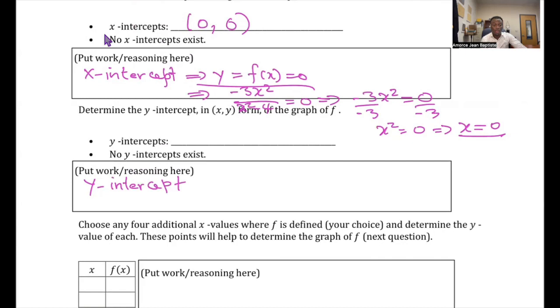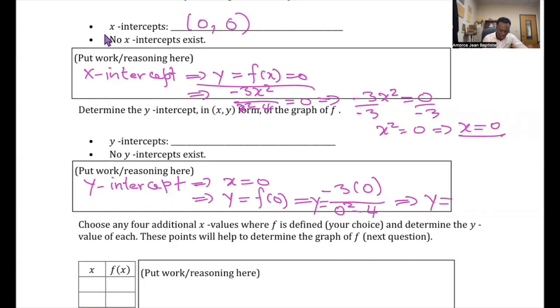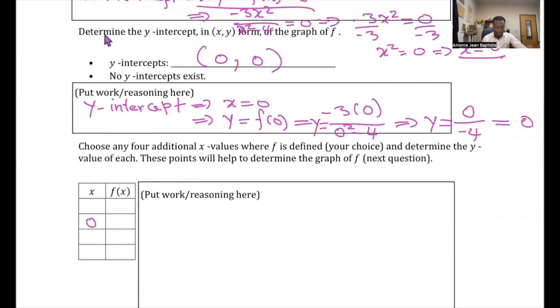The y-intercept will be when x equals 0. So in this case, y will be f of 0. Plugging in 0 for x, negative 3 times 0 over 0 squared minus 4 is y. So y equals numerator 0 over negative 4. So y equals 0. The y-intercept is x equals 0, y equals 0. So I'm going to use this in my table as well, (0, 0).